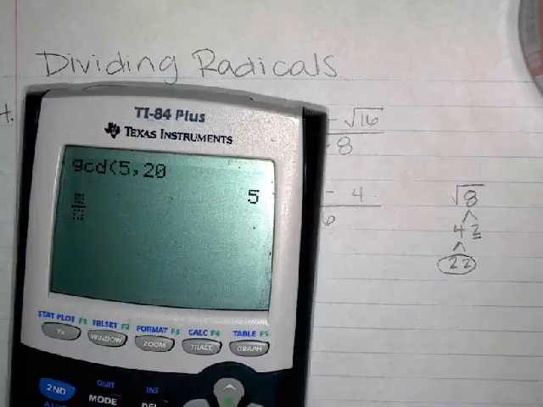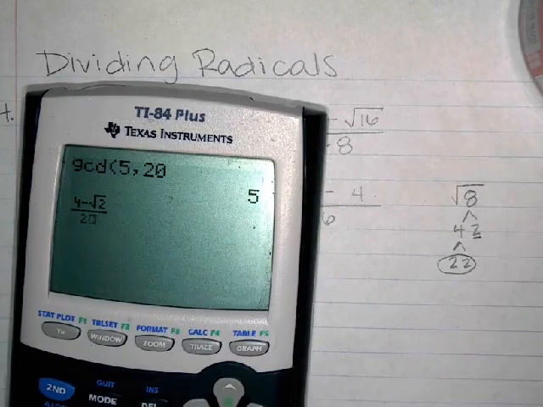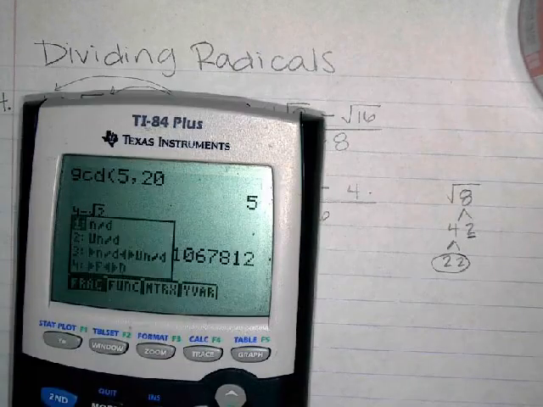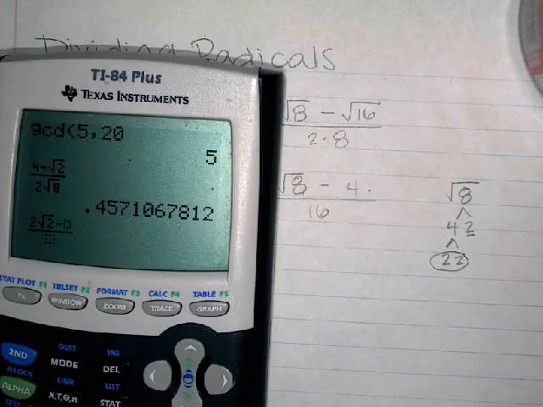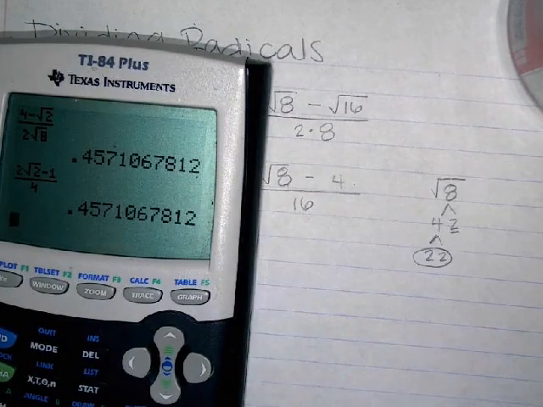So 4 minus square root 2 over 2 square root 8. There's the decimal that it represents. And then if we type this in, 2 root 2 minus 1 over 4, same decimal. Same number, we just multiplied it by 1, so we changed what it looked like. We didn't change the number that it actually equals. Okay.